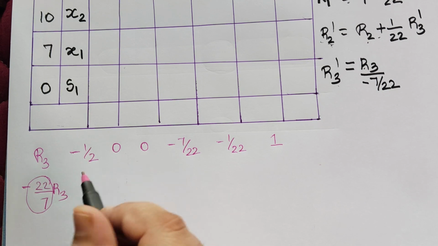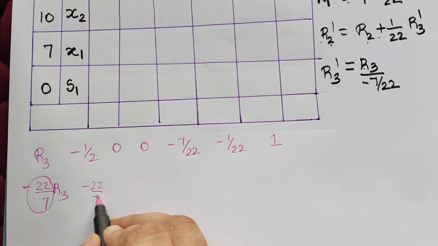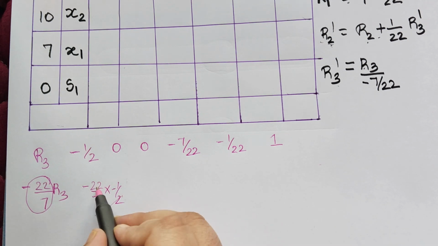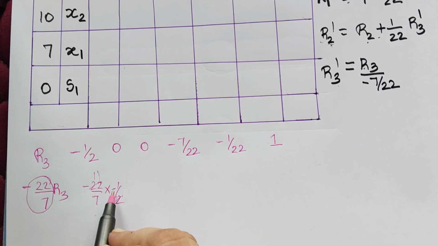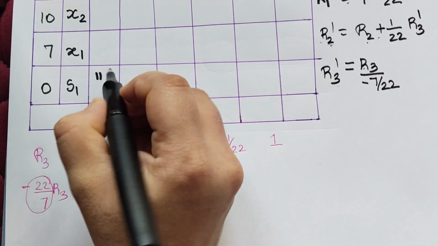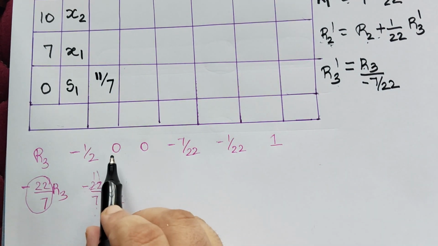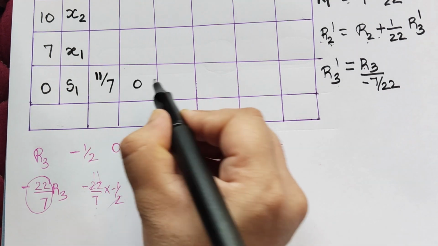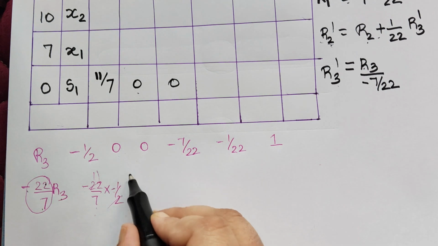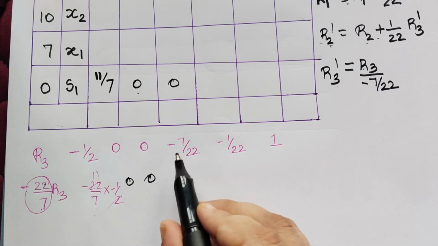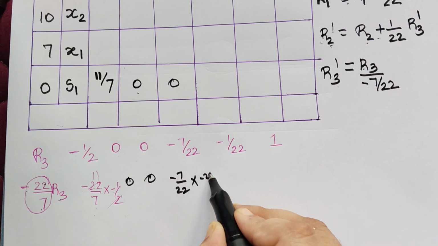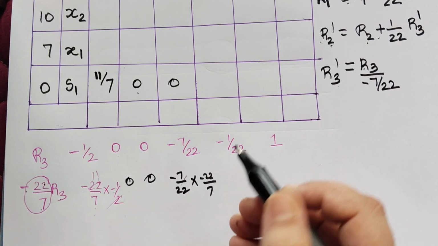If you multiply minus 22 by 7 with minus 1 by 2, what will you get? 2 1 times, 2 11 times. Minus into minus is plus, so 11 by 7. We will write that here. We go to the next element. It's 0 0, so both will be 0, because 0 multiplied with minus 22 by 7 is 0 only. The next element is minus 7 by 2. Minus 7 by 2 multiplied with minus 22 by 7 will become 1. So this value will be 1.